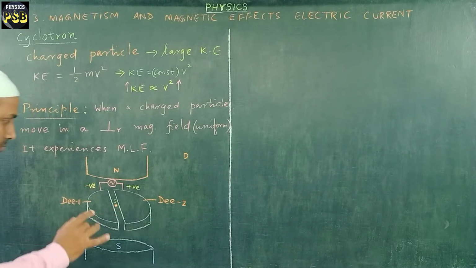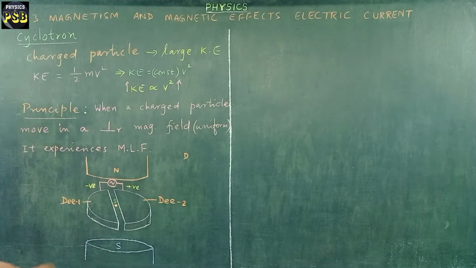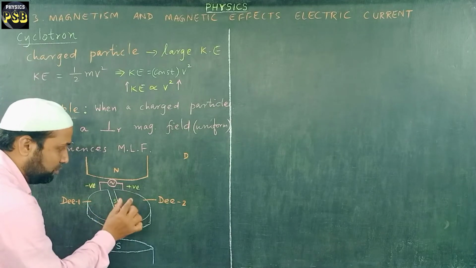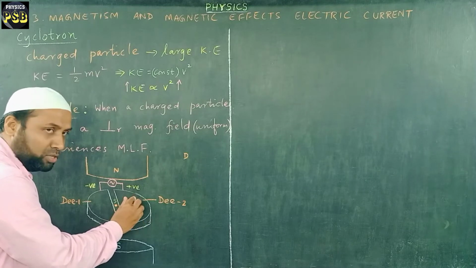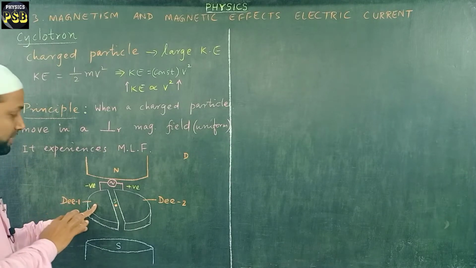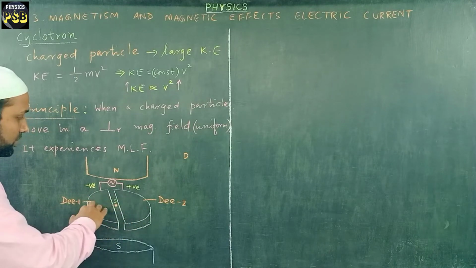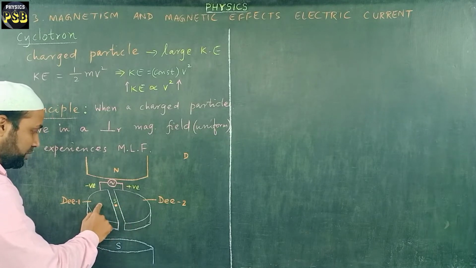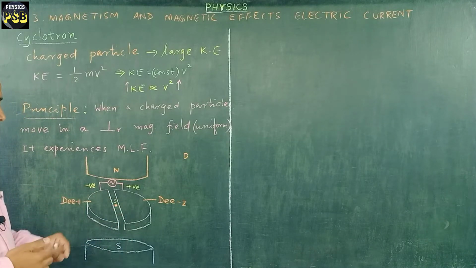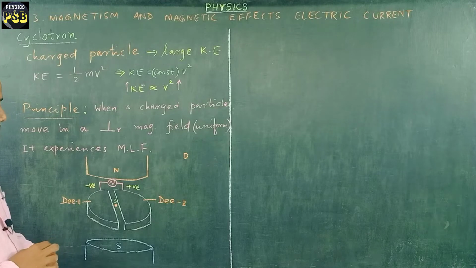Then what will happen? I told you earlier, this is a high frequency oscillator. The work of this high frequency oscillator is to change the polarity of these D's. Suppose D2 is at a positive potential, then D1 will be at a negative potential at any instant. It keeps on alternating the potentials of the D's. When it is positive, it becomes negative. When it is negative, it becomes positive. That's the work of the oscillator.